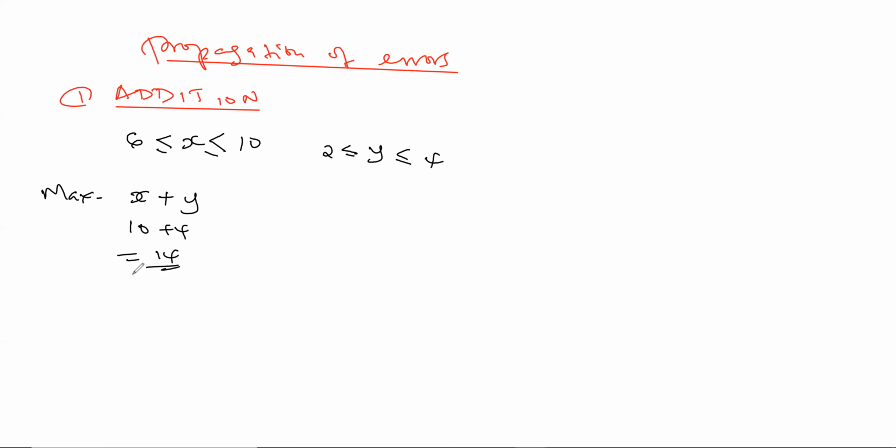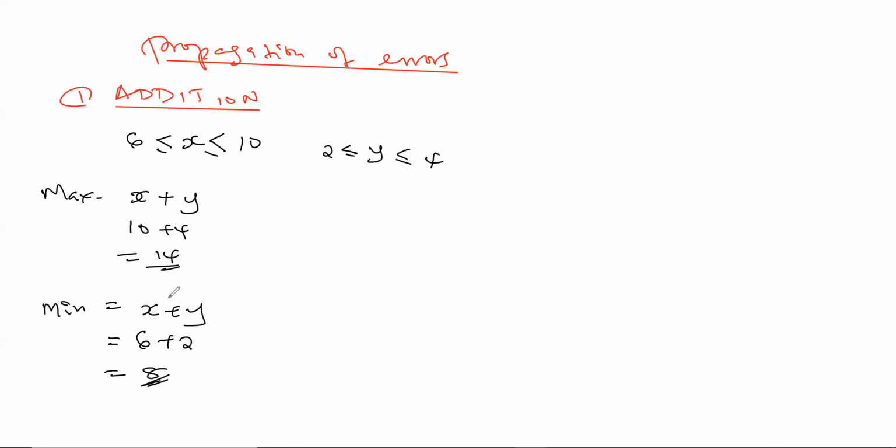Now, if I want to get the minimum value of x plus y, which numbers of x and y should I take from these value ranges that are here, so that if I add them, it gives me the smallest answer. The smallest answer can only be if I take the smaller of x, 6, plus the smaller of y, which is the same as 6 plus 2. And 6 plus 2 is the same as 8.